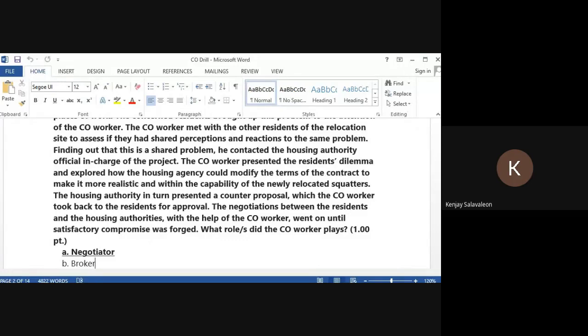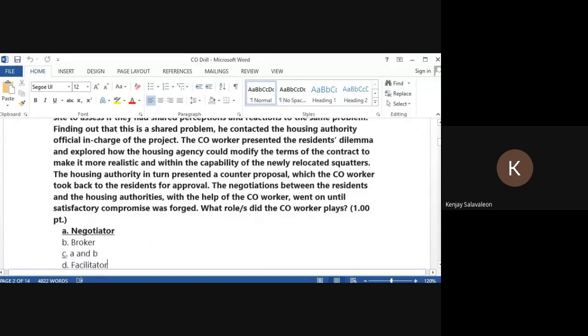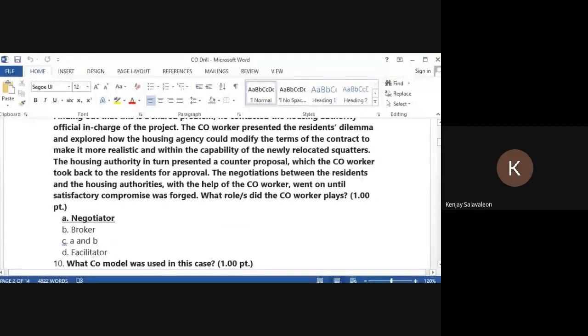So nakikita natin, it was negotiator. Ang broker kasi does not need compromise, no? You are presenting the position of the urban poor to a certain institution without compromise. Then the institution may agree with your position or not. They may accept that or reject that.